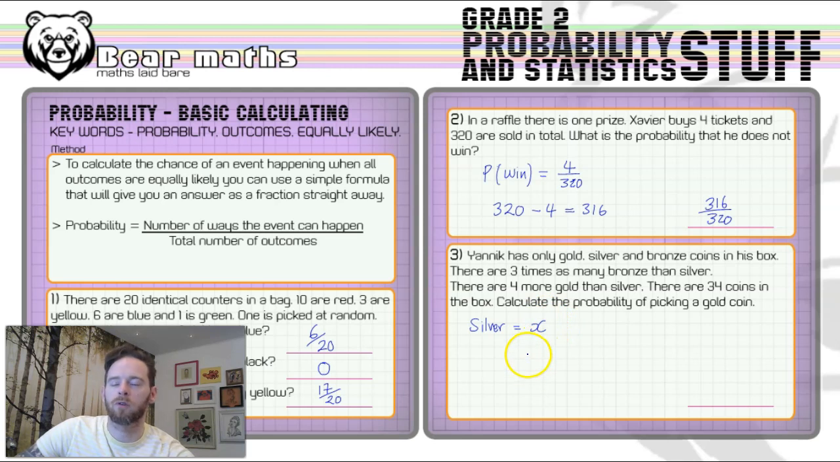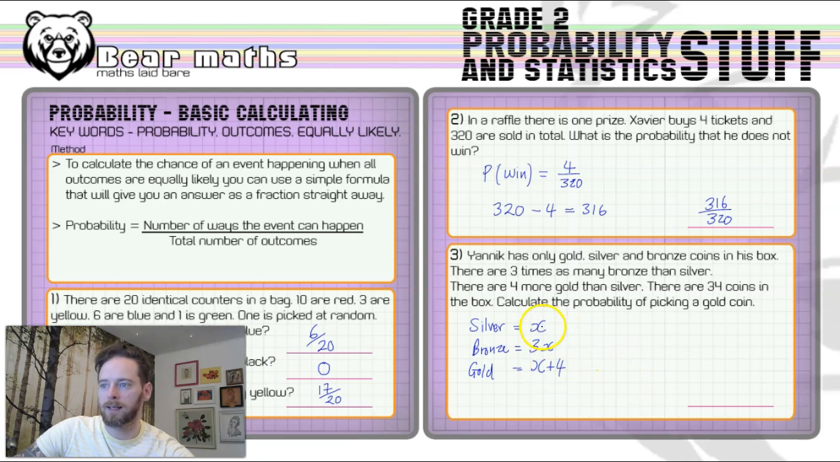If you're not sure how to form and solve equations, please go to the algebra section and watch the forming and solving equations video. Now, bronze is equal to 3 times the silver. So that's going to be 3 lots of X. We write an expression for bronze and we write an expression for gold. Gold is going to be equal to 4 more than silver, so that's X plus 4.